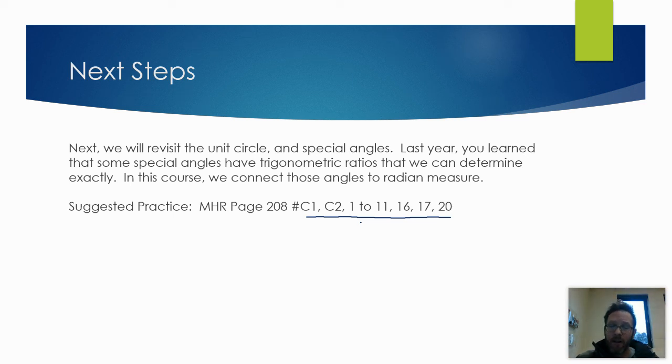In our next lesson, we're going to revisit the unit circle and special angles. In grade 11, you learned that some special angles like 30, 60, 45 degrees, 0 degrees, 90 degrees, and a bunch of multiples of those had exact trigonometric ratios. And you might have memorized them depending on who your teacher was. We're going to revisit the unit circle and these special angles, but we're going to look at them in terms of radians. And that'll set us up for our final few lessons in the unit.